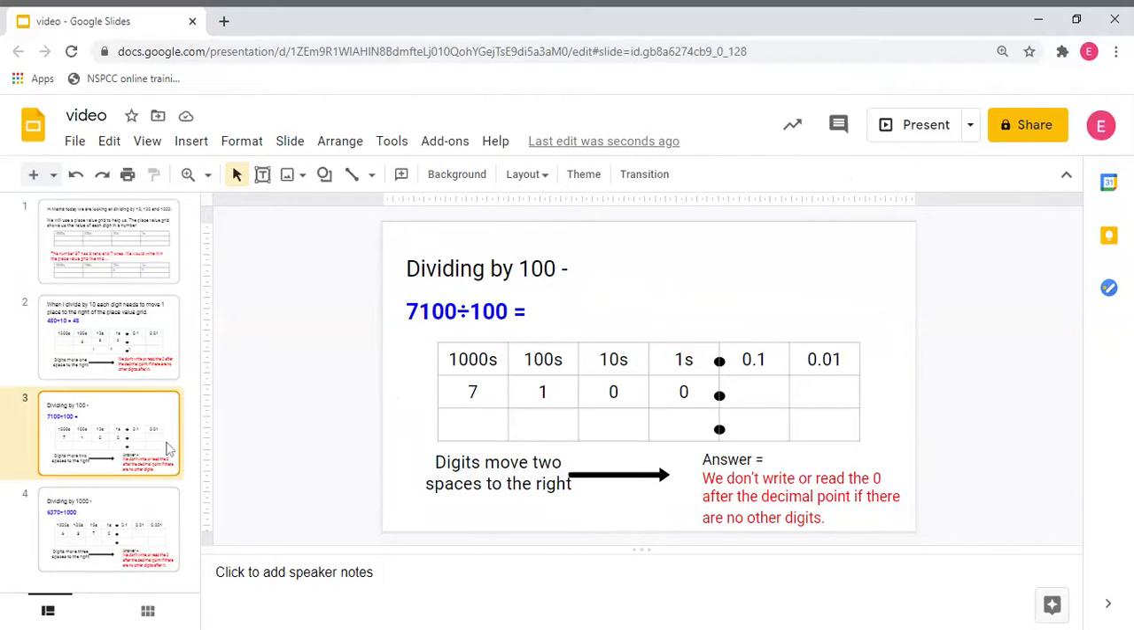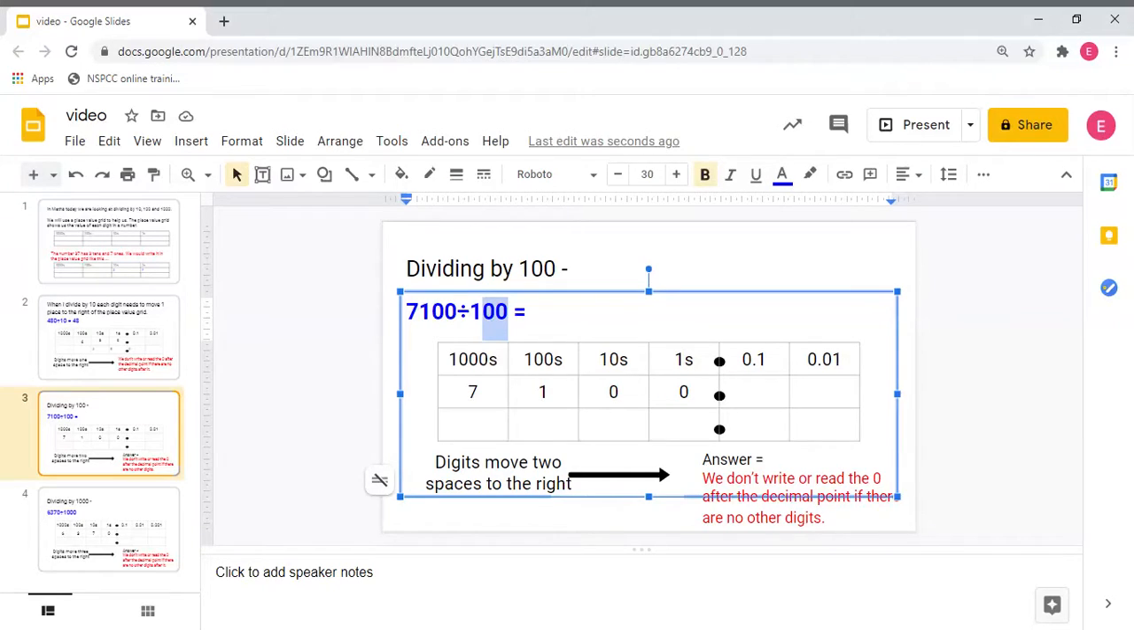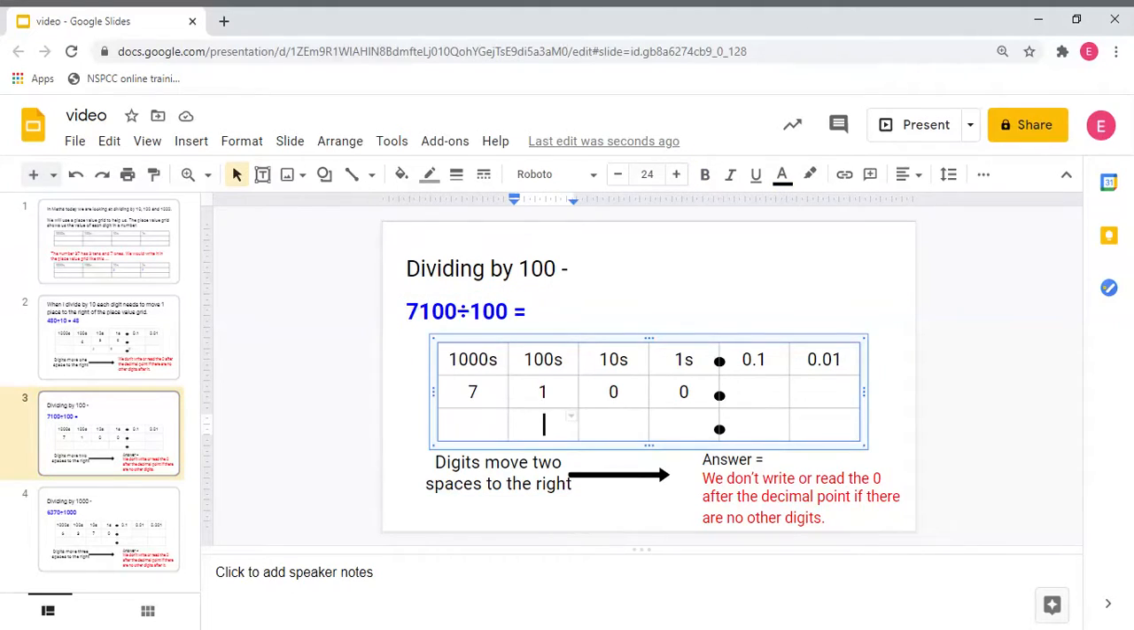Let's have a look at dividing by 100. So this time, 7,100 divided by 100 shows me in my place value grid as 7 1,000s, 1 100, no tens and no ones. I'm going to move each of these digits 2 spaces to the right now because there are 2 zeros in 100, so I know that each digit has got to move 2 spaces to the right because I am dividing by 100.